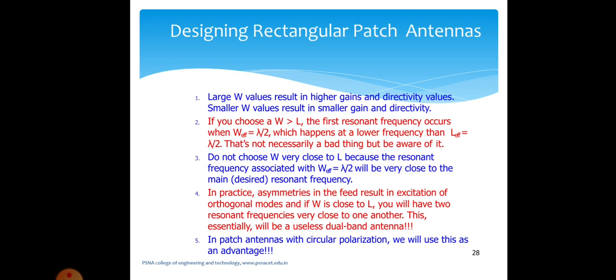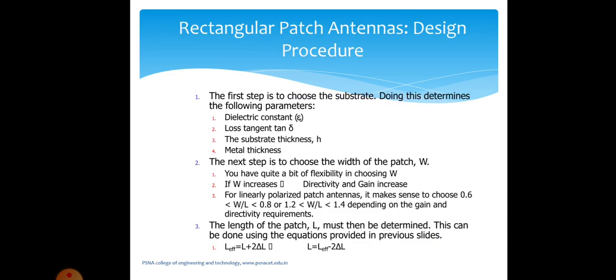For patch antennas, circular polarization is the most advantageous, because circular polarization is always preferable for long distance propagation. For the design of an antenna, the first step is to choose the substrate, then the length and width of the antenna. The substrate parameters are the dielectric constant, loss tangent, substrate thickness, and metal thickness. The next step is to choose the width of the patch, that is W. We have some flexibility in choosing W.